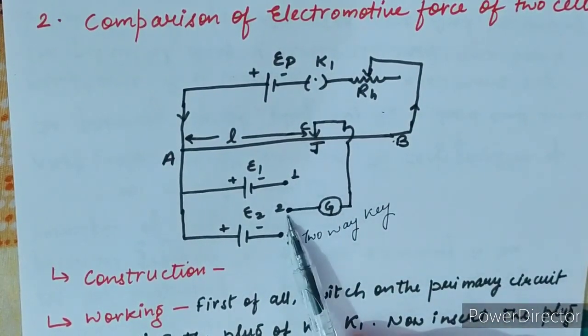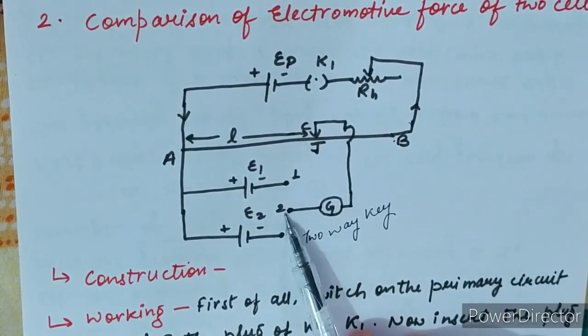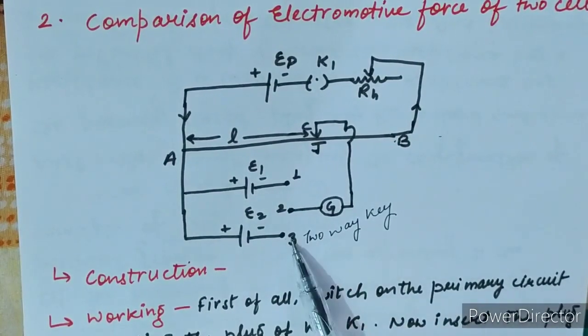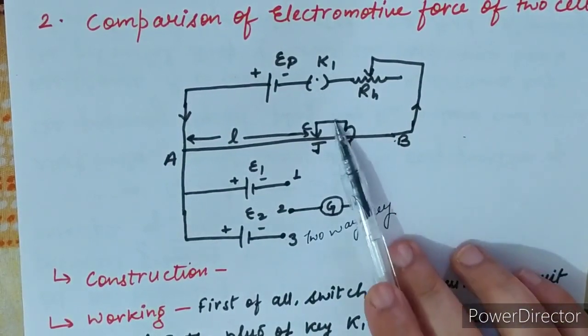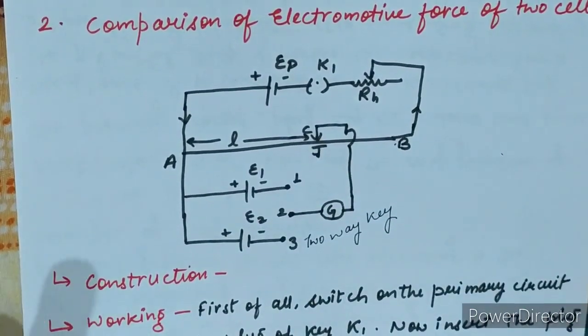Terminal 2 is the midpoint of this two-way key, which is connected with the galvanometer, and the galvanometer is further connected with the jockey J to acquire the balancing length L. Clear? This is all about the key.